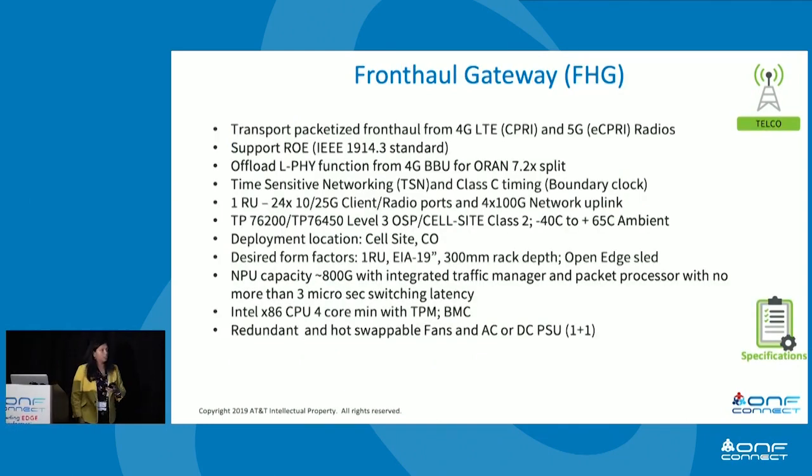Now, getting into the specifications of the Fronthaul Gateway. I probably covered some of these in the previous slides on what it does. So the main function is to transport the LTE CPRI as well as the eCPRI, supporting RoE, then the 1914.3 standards, as well as the lo-fi function we talked about. So that's the ORAN 7.2x split, being offloaded to the Fronthaul Gateway.